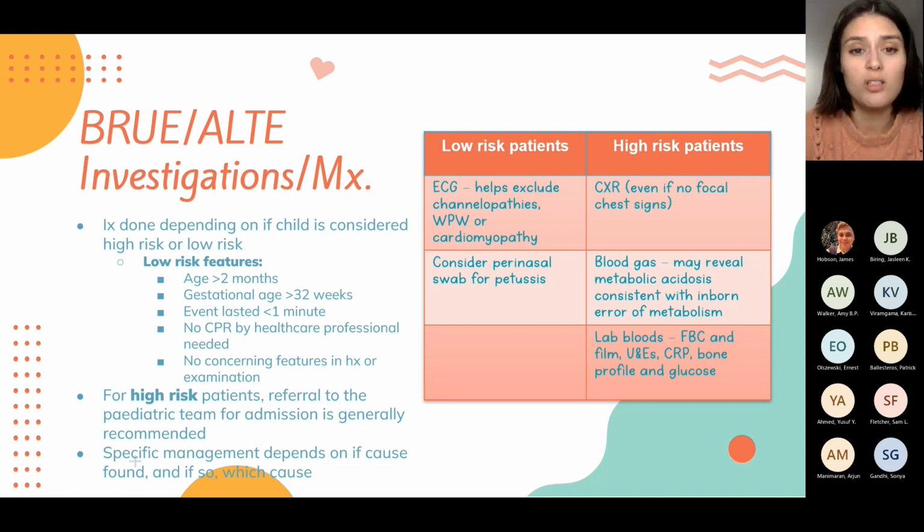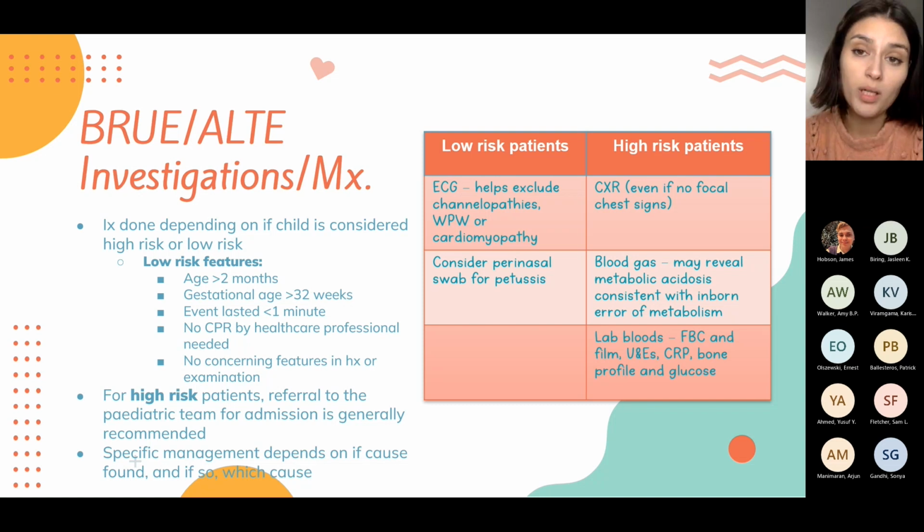For high risk patients, you probably do want to refer to the paediatric team for admission to investigate further. So it's the opposite of the low risk criteria really. Really young, very premature, long lasting episodes, they needed CPR, or you're a bit worried about something in the history or examination. In these patients, you want to do a chest x-ray, even if there are no chest signs on examination, just to make sure there's no focus of infection that's getting covered up.